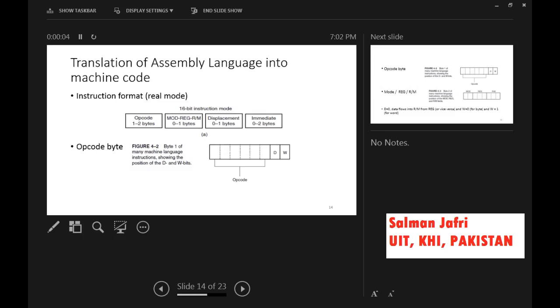This topic of discussion is about translation of assembly language into machine code. Basically, you write the assembly language instructions in source code, and that source code is translated into the binary language, machine code, that the processor executes. Now, this process is usually performed by the assembler. Your assembler performs this process.